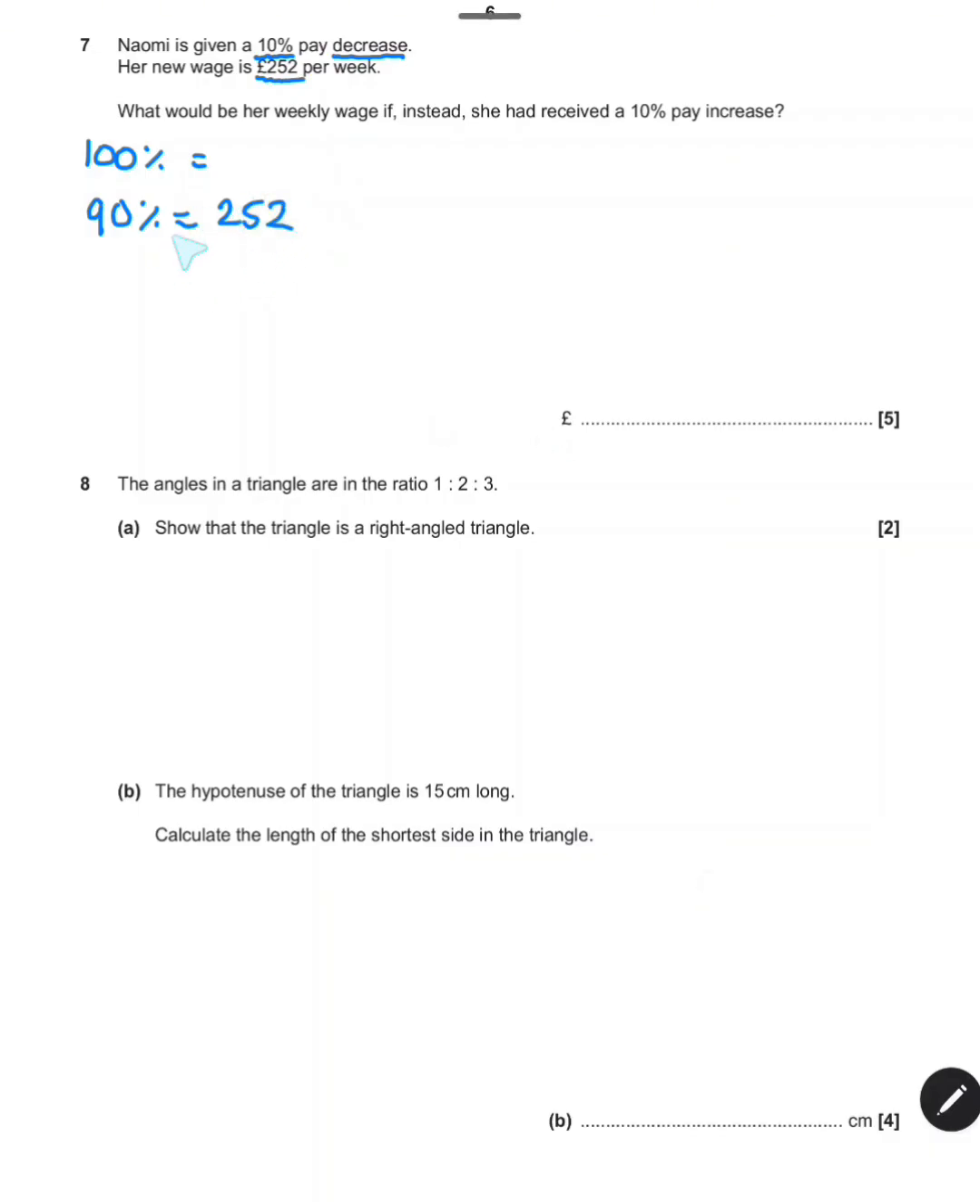What we are going to do is turn this 90% into 10%. And we're going to do that by dividing by 9. So we've got to do 252 divided by 9. 9 into 2 is 0, remainder 2. 9 into 25 is 2, remainder 7. And 9 into 72 is 8. 10% of her original wage is 28. If we know 10% is 28, we can scale back up to 100% by timesing by 10.